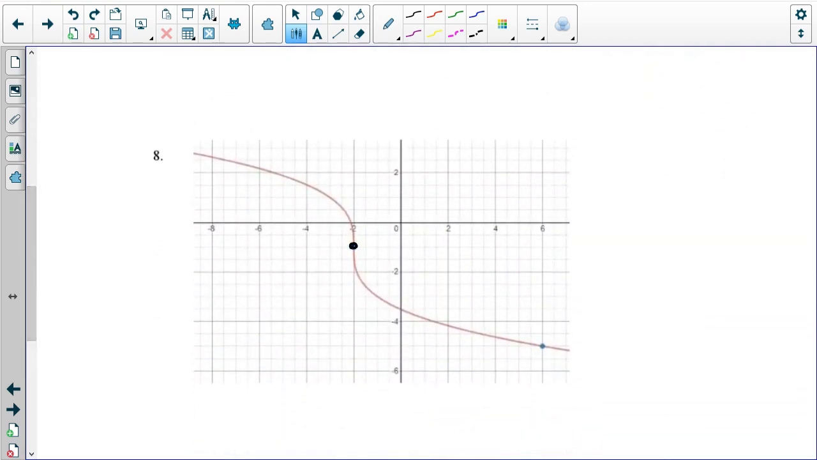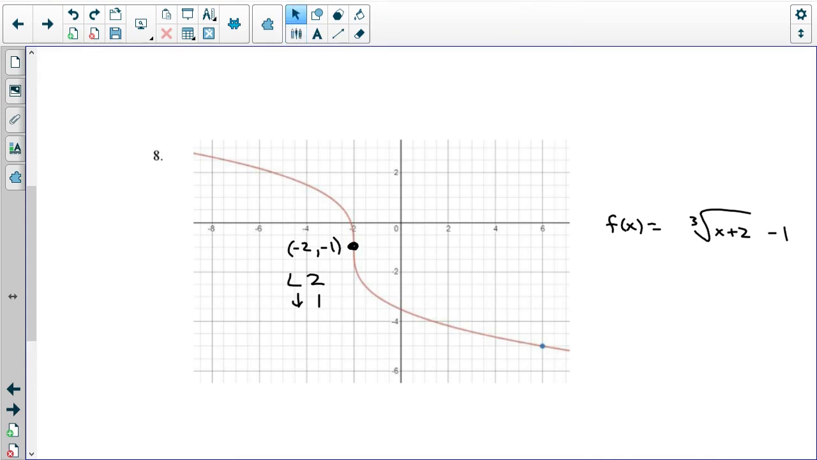Here's a cube function, or a cube root function. It looks like my middle point is at negative 2, negative 1. So I have a left shift of 2 and a down shift of 1. So that means the function is the cube root of x plus 2, minus 1. And then I have to figure out what's happening with the point that I have.